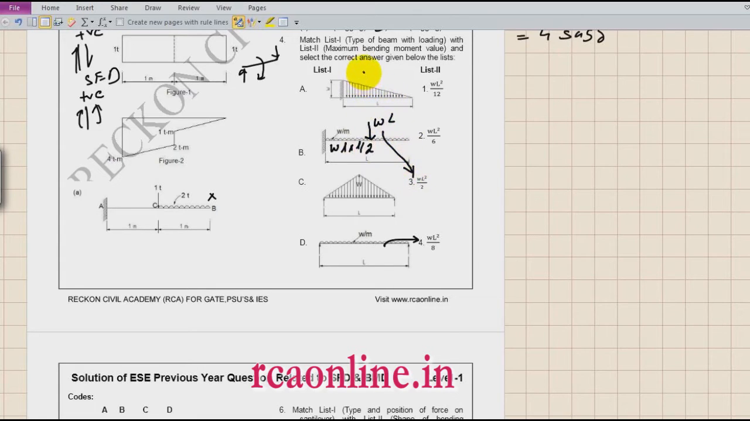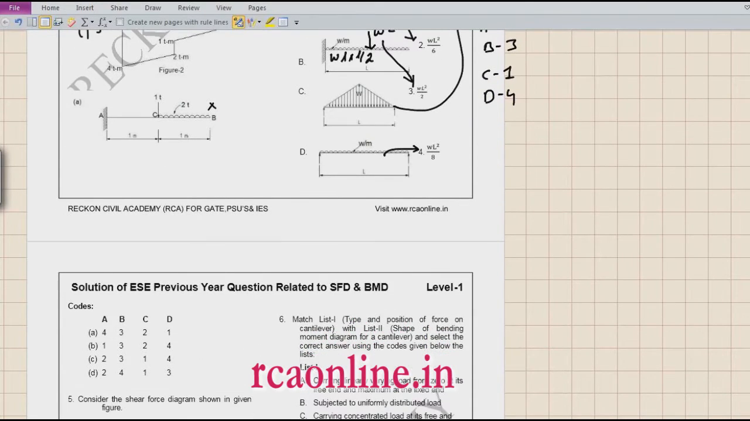If you see here, what will be the total load? The total load will be half WL. Where will it be placed? It will be placed at L by 3. So what you get is WL square by 6. Obviously this will become this. So what is my answer? A2, B3, C1 and D4. Let us check where we will get this. A2, B3. So this is the answer.